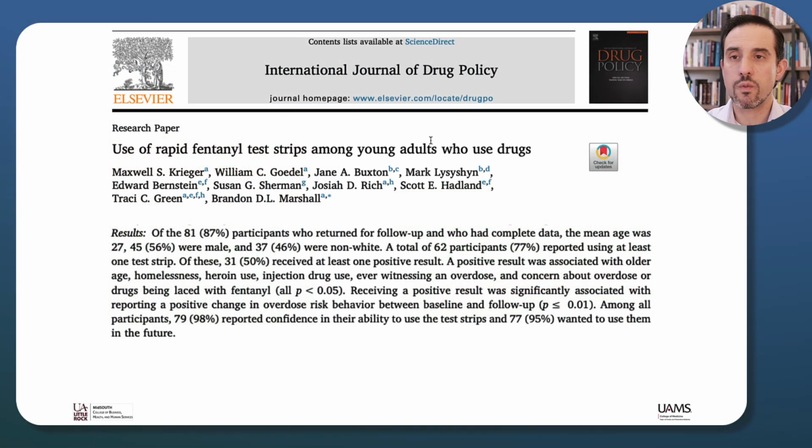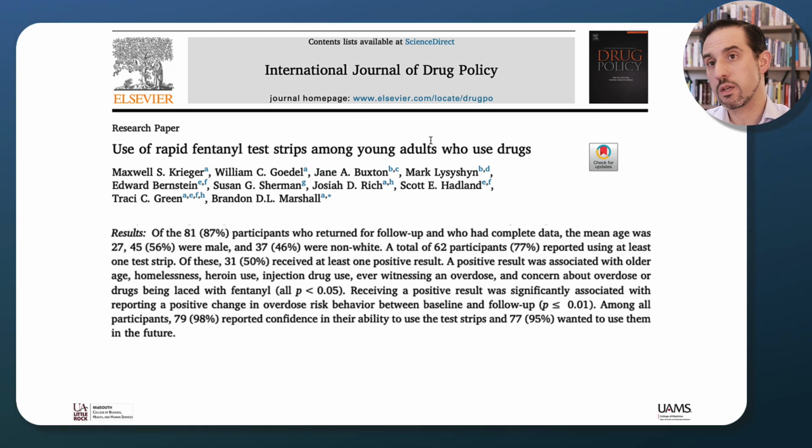And what we found actually is that these are effective. They do not promote the use of drugs. We found that as well. But if they turn positive, people will listen to them. They will see that and not use that batch if there's fentanyl, because people don't want to die from an overdose. And so if they know that something's been contaminated, their behavior will change as a result.